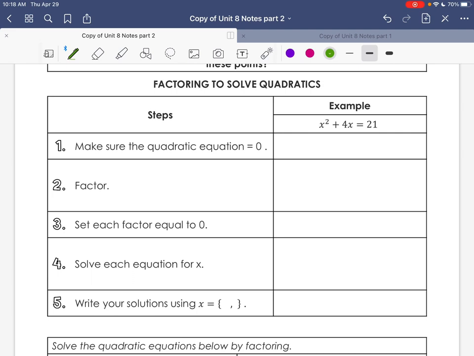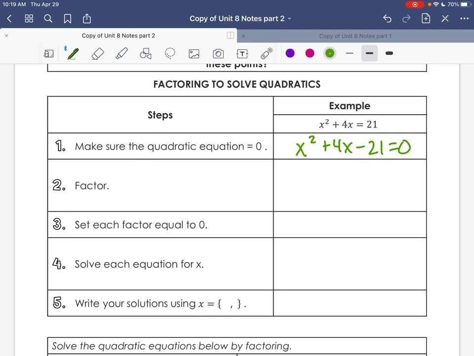quadratics. So we talked about factoring before, and I told you guys to be sure that you remembered how to do this because we were going to use it again, and this is the day that we're going to use it again. So the first thing is we have to make sure that the quadratic equation equals 0. So for this one, that means that we're going to move the 21 to the other side. When you move to the other side of the equal sign, remember you have to change the sign. So we're going to have x squared plus 4x minus 21 equals 0.